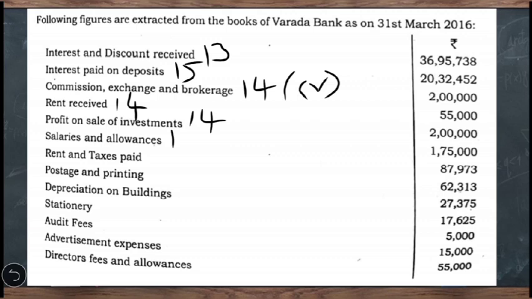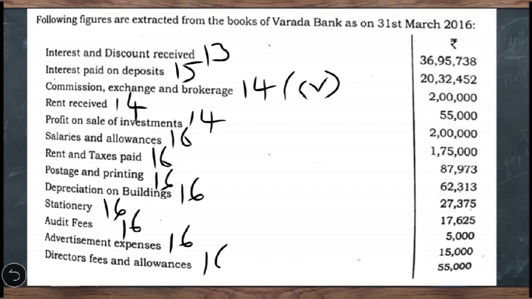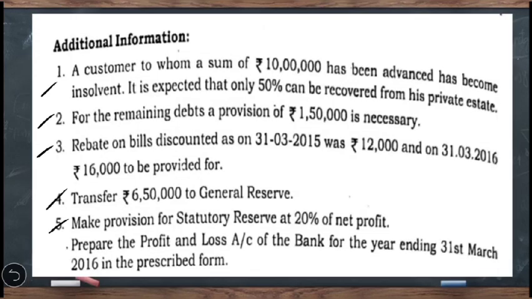Salaries and allowances comes in note number 16, that is operating expenses. Rent and taxes paid 16, postage and printing 16, depreciation on building 16, stationery 16, audit fees 16, advertisement expenses 16, director fees and allowances 16. Okay, then we shall see the other adjustments.